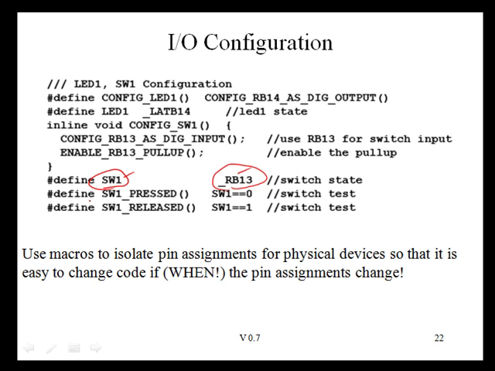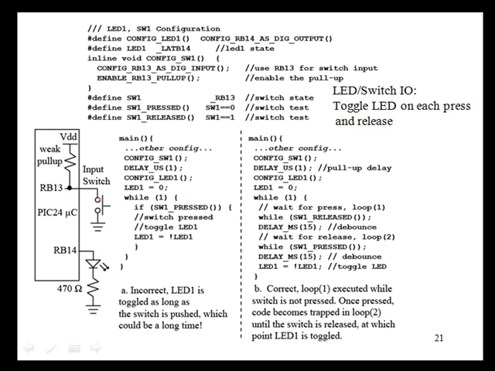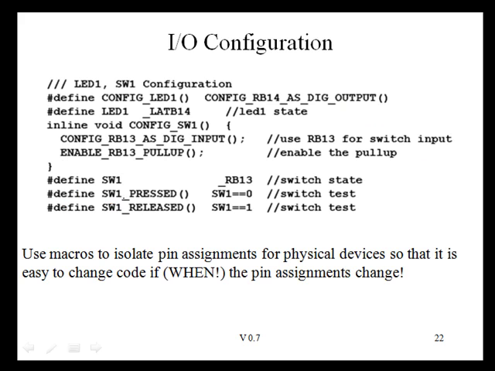We're going to write 2 macros that are going to tell us if the switch is pressed. If the switch is pressed, then that means this is shorted and this input voltage is going to be 0, which means we're going to be reading a 0 here. What we're going to want to do is test to see if the switch is pressed. So if SWITCH1, which is RB13, is a 0, then this is going to return true, saying the switch is pressed.